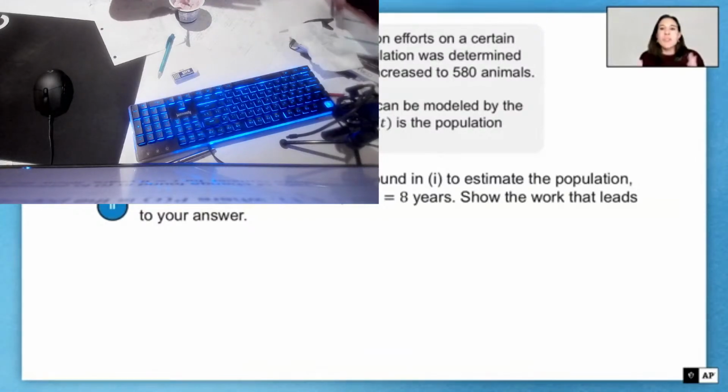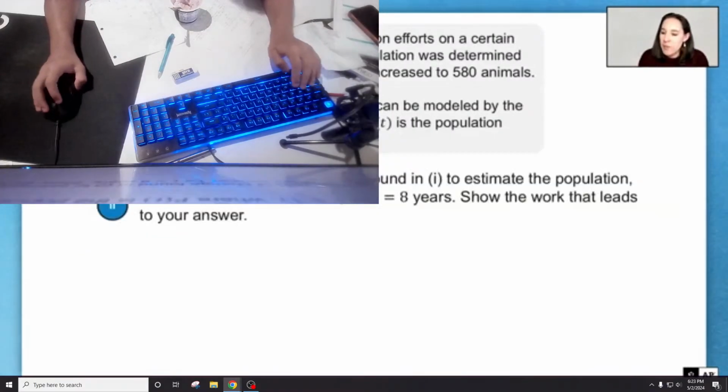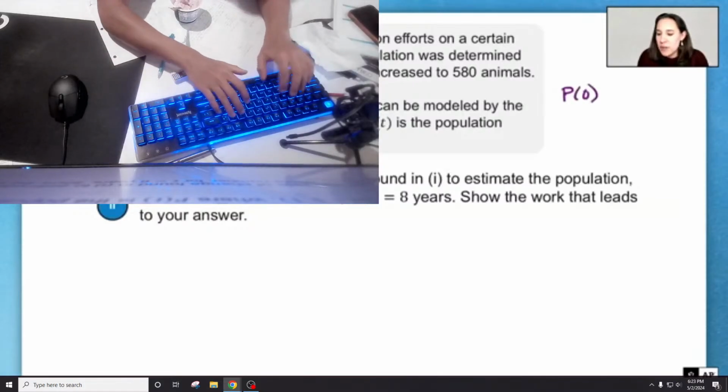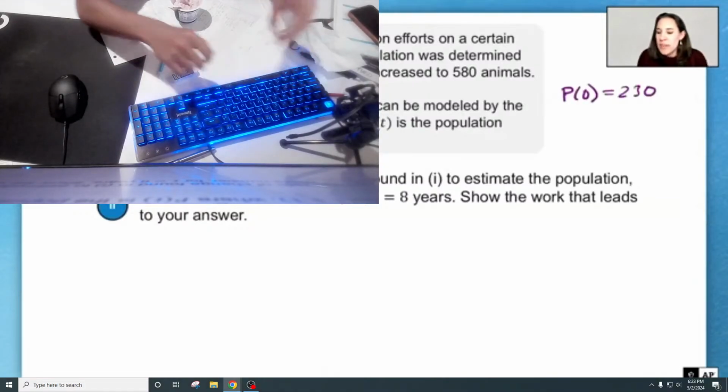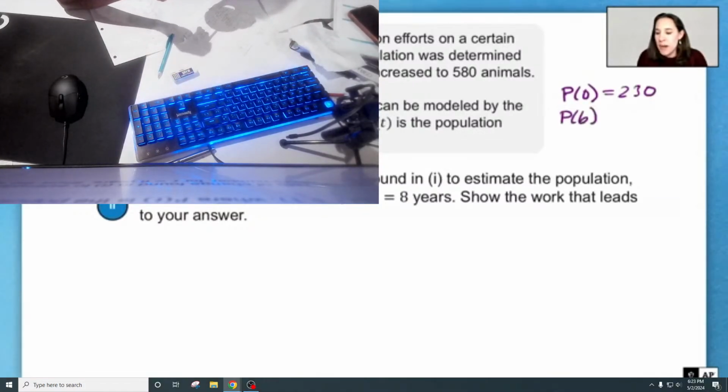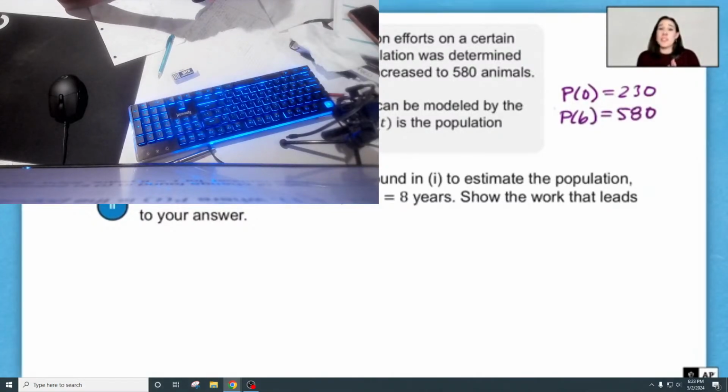So as a quick reminder, there's a couple of pieces of information we already have. We already know that at time 0, we have 230 animals, and we know that at time 6, we have 580 animals. We also learned from the previous spin-off question that the average rate of change gave us 58.333 animals per year. That means every time my t value increases by 1, we're increasing by 58.333 animals.